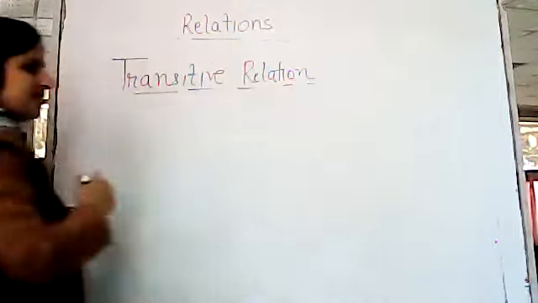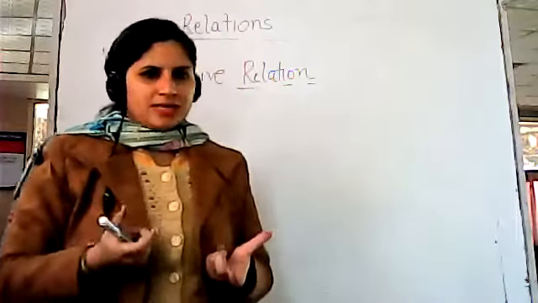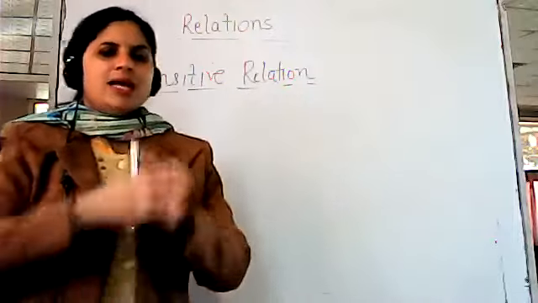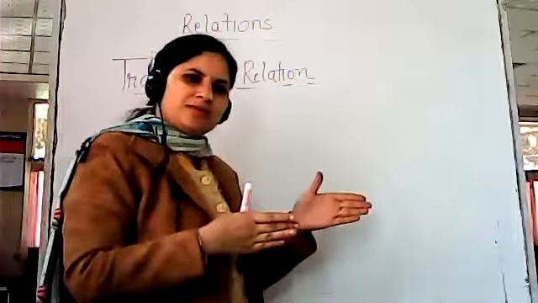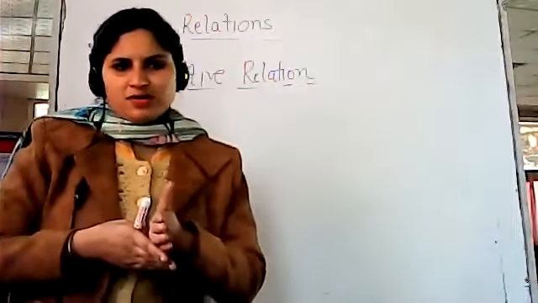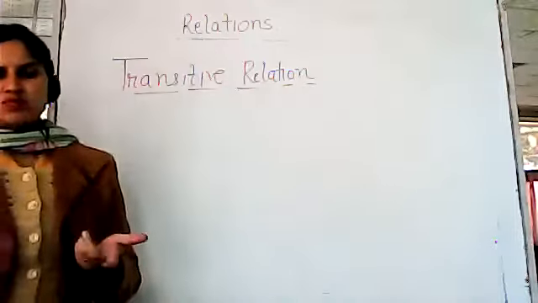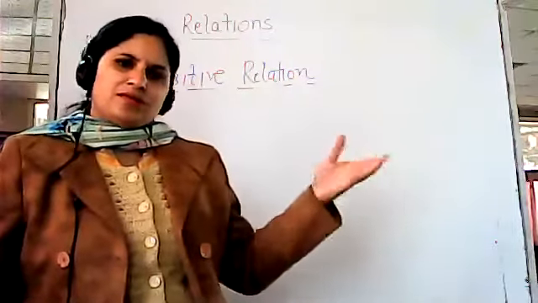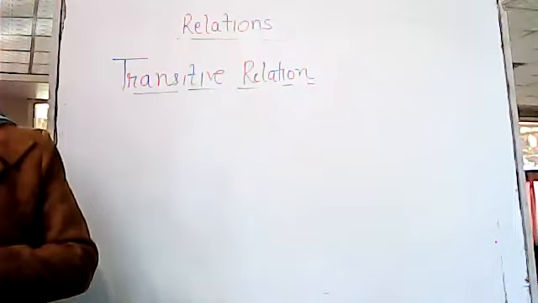A relation is always defined on a set. It means firstly we are going to consider a set A, then we shall define a relation R on that set, then we shall check the condition. What is the condition for reflexive, what is the condition for symmetric, and what is the condition for transitive? If a particular condition is satisfied, the given relation will be transitive, symmetric, or reflexive accordingly. So now let us have a look at the definition of transitive relation.